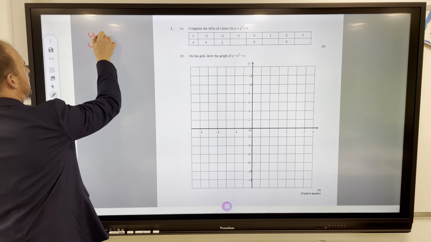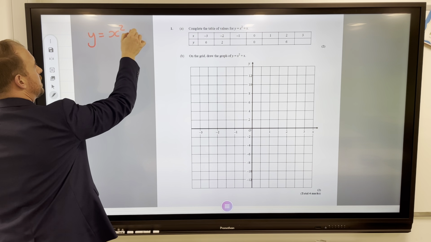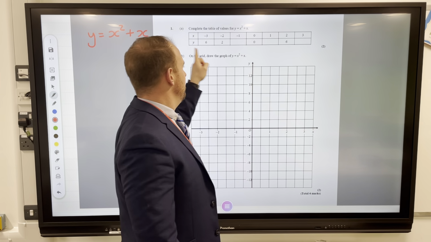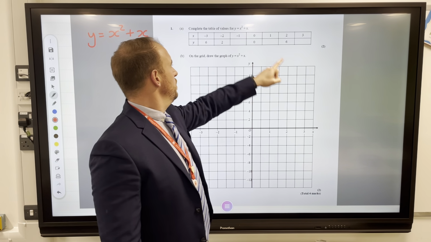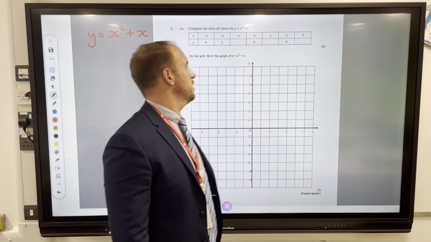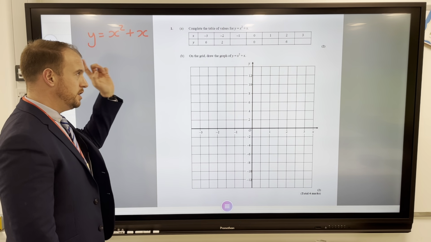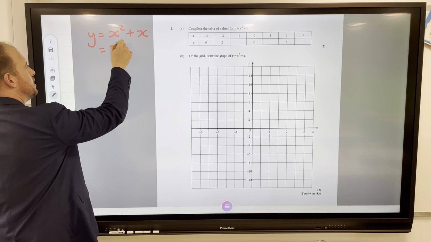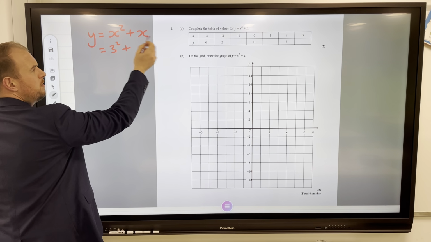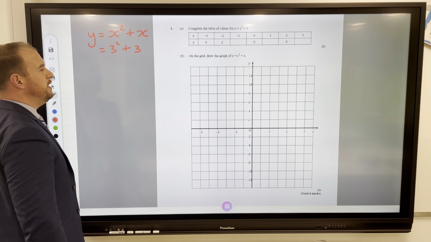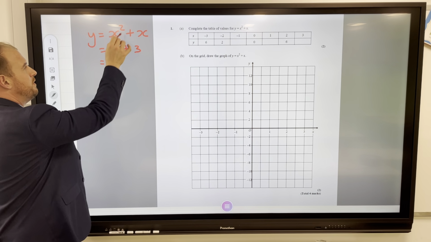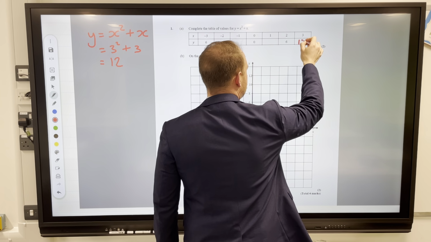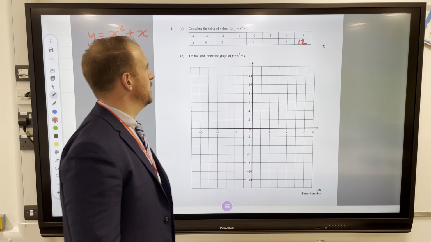So here's my equation. I've got y equals x squared plus x. To fill in this missing y value, I need to use the equation and use the value of x being 3 to find the y value. So if x is 3, I've got 3 squared, and then plus x, well, x is 3, so I've got 3 squared plus 3. Well, 3 squared is 9, plus 3 is 12, which means 12 can go into that square there.